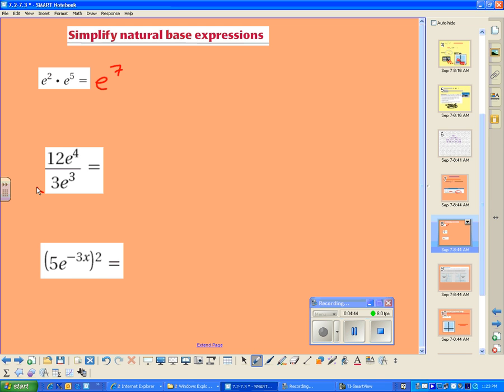Okay, the first one, we can simplify our numbers. 12 over 3 is 4. We can cancel 3 of our e's out, so we're left with e to the first on the top. And you don't need to have the 1 for your exponent.